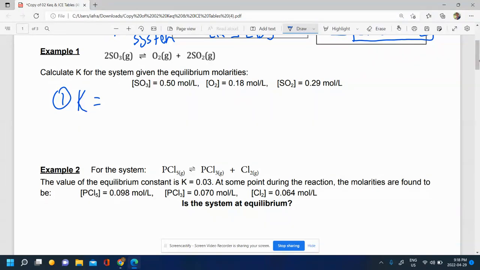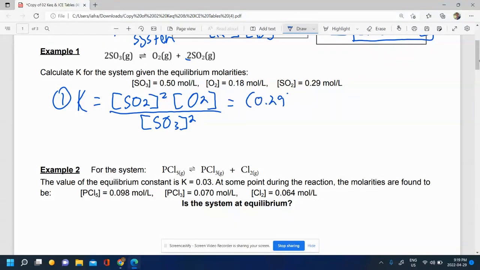We have SO2 squared because of that 2 in the front here, multiplied by O2 to the power of 1. We don't have to write the 1, divided by SO3 squared. And so we can now plug in our values. So SO2 is 0.29 squared times O2 is 0.18 over 0.50 for the SO3 squared.